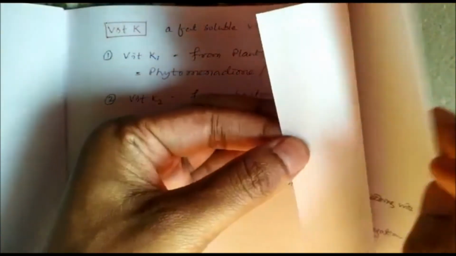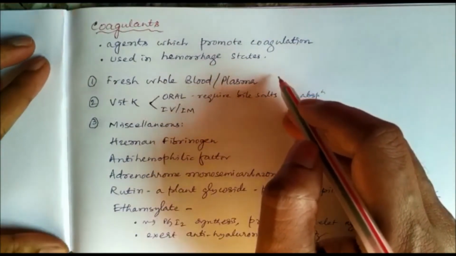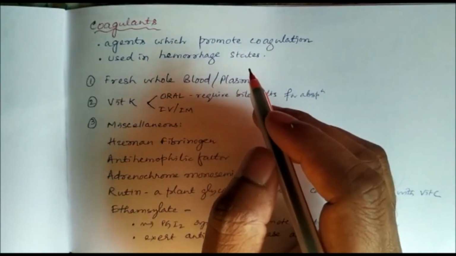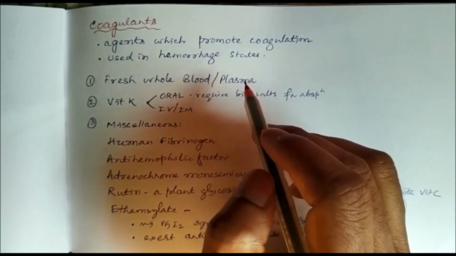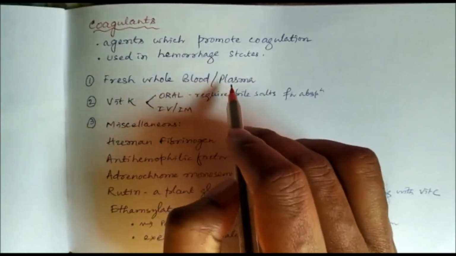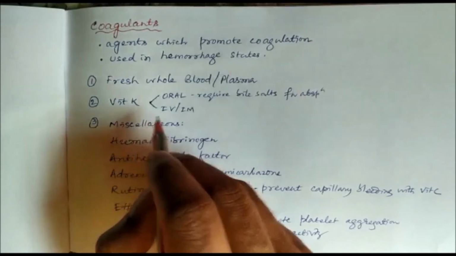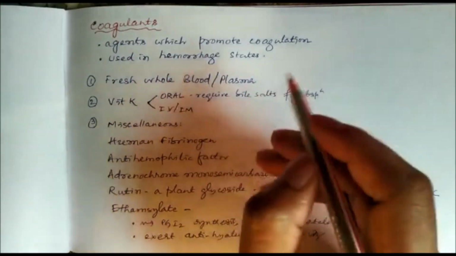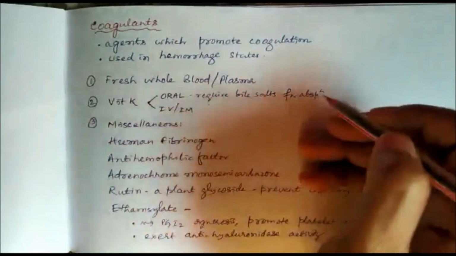So the coagulants are the drugs which promote blood coagulation, and they are used in bleeding or hemorrhage states. The most commonly used coagulant is fresh whole blood or plasma. This is the best therapy because if there is a deficiency of some clotting factors, fresh whole blood or plasma can provide them and act immediately. Then the second one is vitamin K, and it can be given orally or parenterally by intravenous or intramuscular route. If orally, then we need bile salts for its absorption.